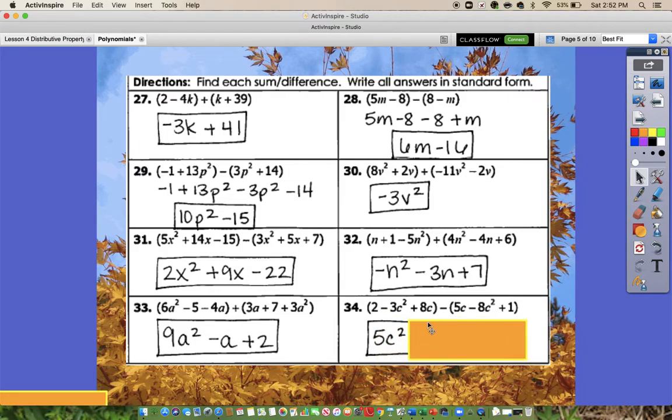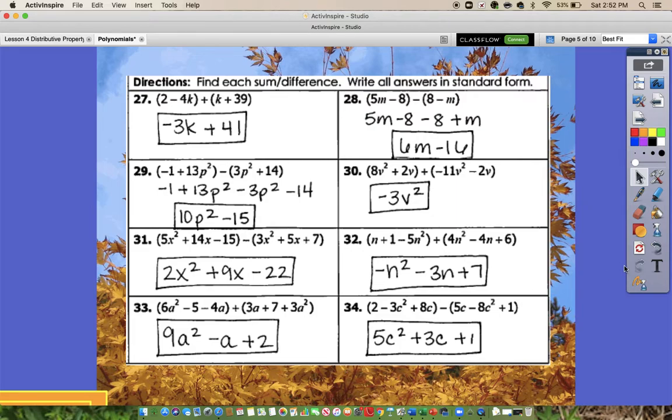Then I'm going to do my c's. So this is an 8c, and this would become negative 5c. So 8 plus negative 5 gives me 3c. And then 2, this would become a negative 1. So 2 plus negative 1 gives me positive 1.